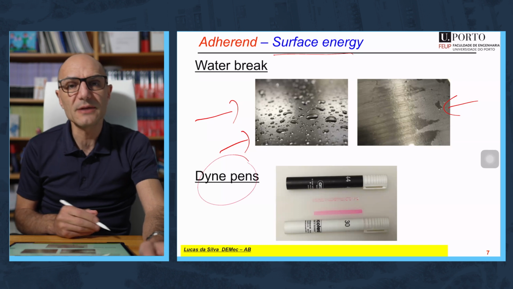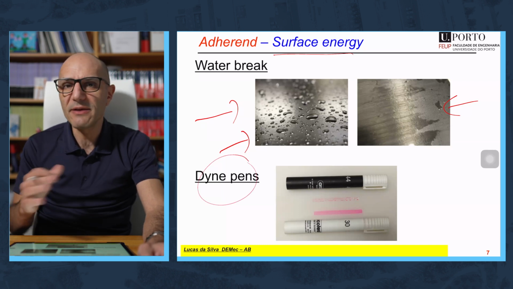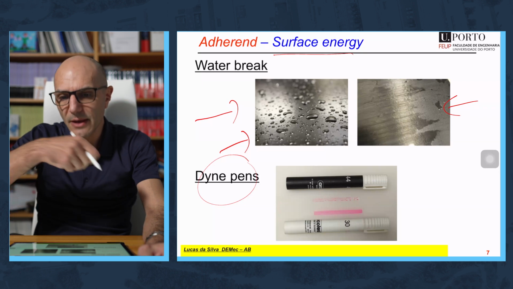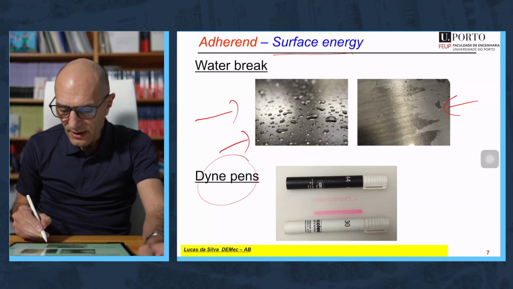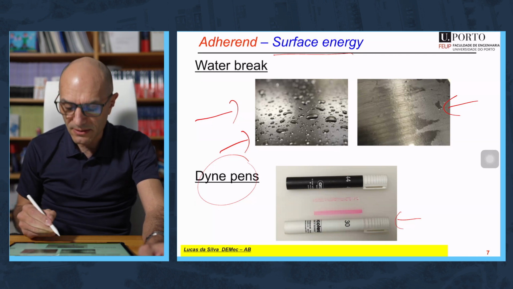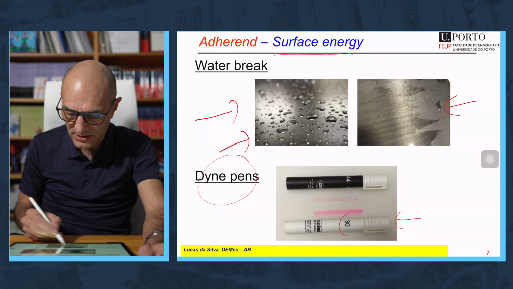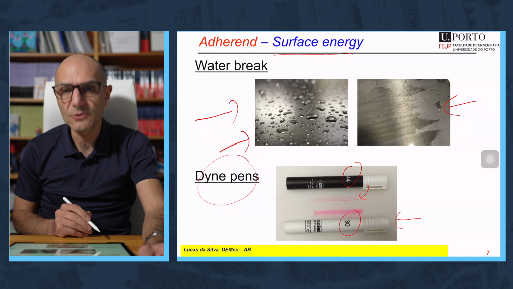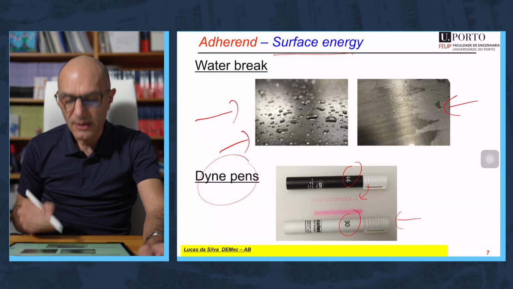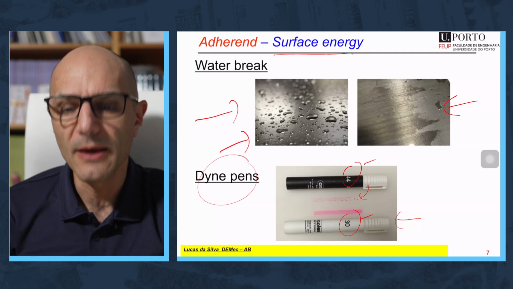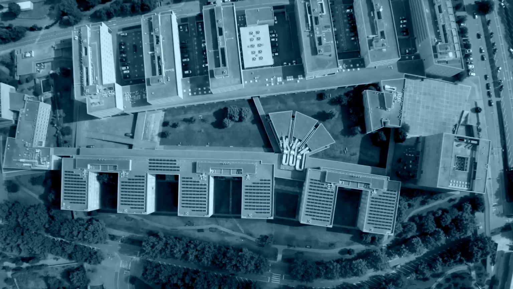You can use Dyne pens, that works very well, and it gives a very, very fast answer. So you have pens of different surface energy, and you paint your surface. If the ink can wet properly the surface, that means the surface energy of your substrate is higher than that of the pen, for example, higher than 30. With 44, we have a problem, it doesn't wet properly. So the substrate surface energy is between 30 and 44. Like this, you can have quickly an estimate of the surface energy.